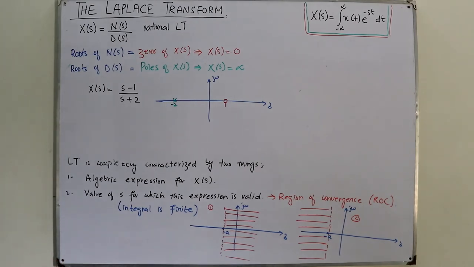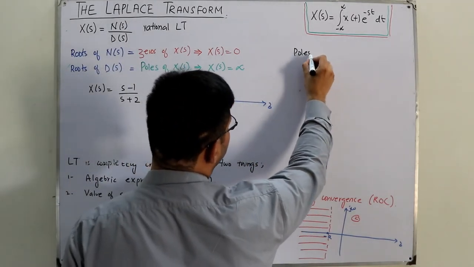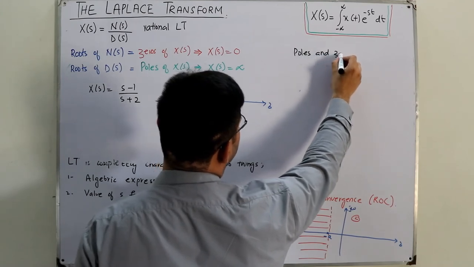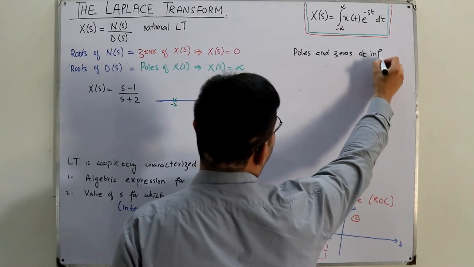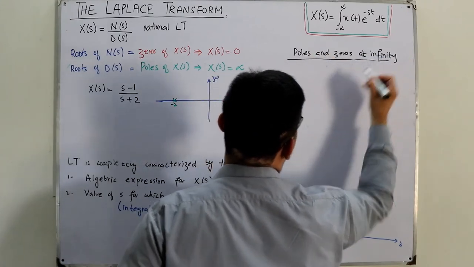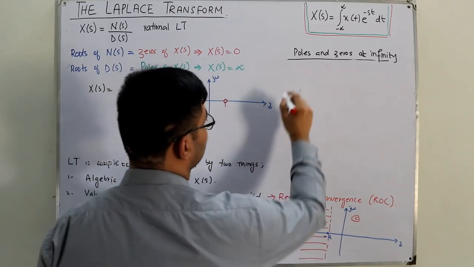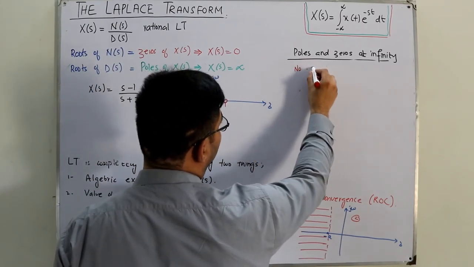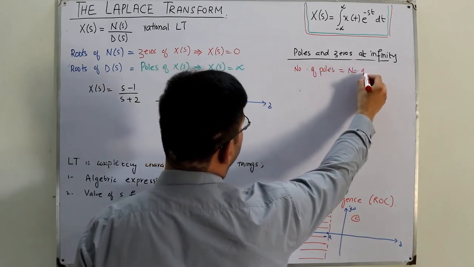Now, the concept of poles and zeros at infinity. First of all, you need to keep in mind that the number of poles is always equal to the number of zeros.